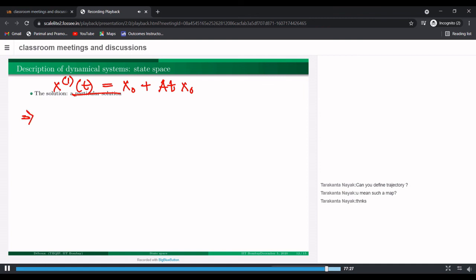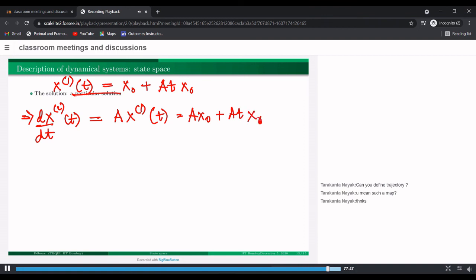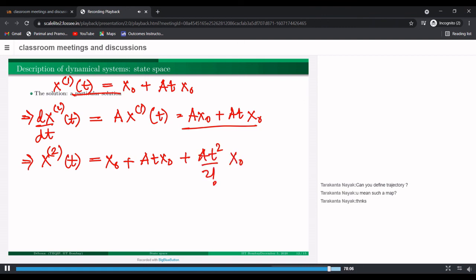So now how do I learn and make my solution better? dx2/dt, the second guess, will be A x1(t), which happens to be A x0 plus A squared t x0. And now if I integrate, once again I'm going to get x2(t) equal to the integration of this plus the initial condition x0, plus this will give me again A t into x0, and this guy here will give me A squared t squared by 2 factorial into x0. You see now what is going on? You're going to approximate e to the power At x0 as you move along, doing better and better guesses of the solution by learning the solution using this learning formula. This learning formula is known as Picard's iteration formula.